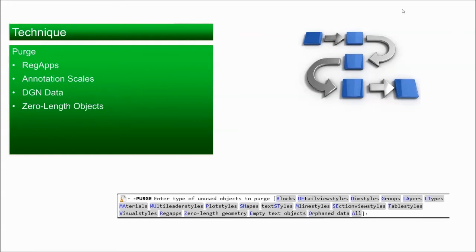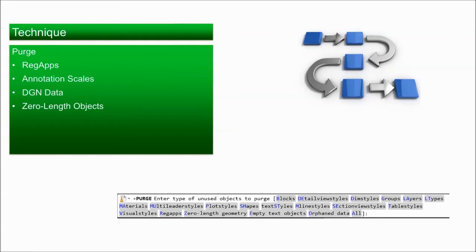DGN data. In my image at the bottom there, it says orphaned data. That's what DGN is. DGN is MicroStation files, right? So if you're opening a file that originated with MicroStation, there's going to be some orphan data in there. The more orphan data you have in a drawing, the slower it's going to be.